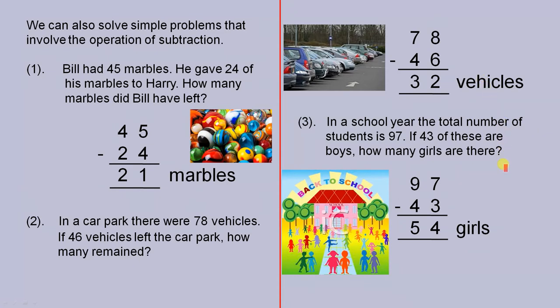In a school year the total number of students is 97. If 43 of these are boys, how many girls are there? So if we go 97 take away 43, 7 take away 3 is 4, 9 take away 4 is 5, there are 54 girls.